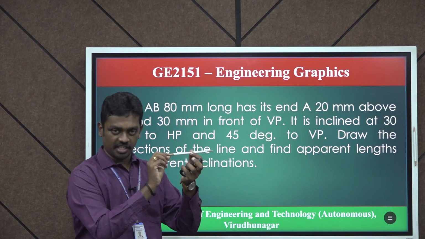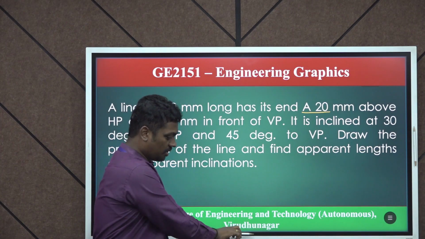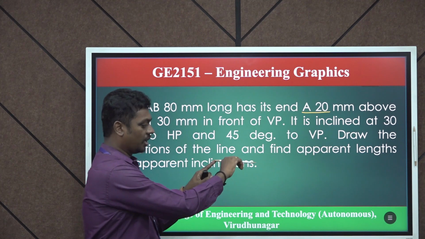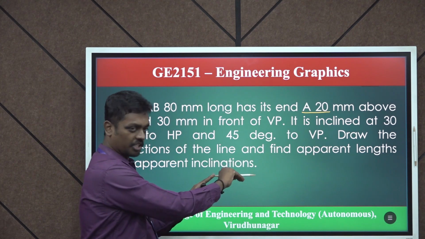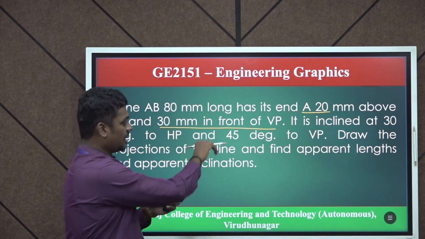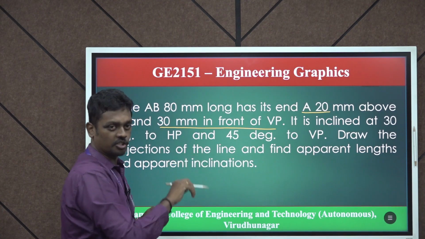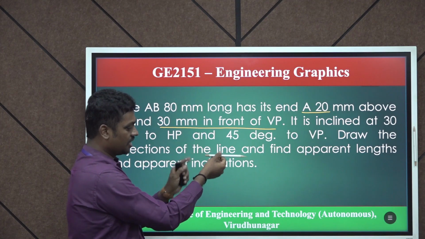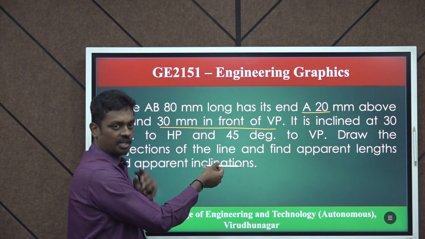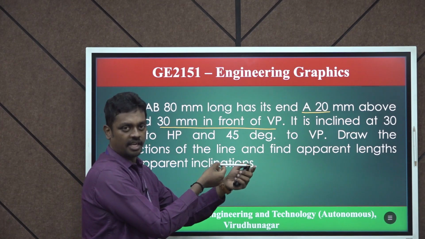Point A is given as 20 mm above HP. So assume there is a horizontal plane here, and this point A is 20 mm above HP and 30 mm in front of VP. From the vertical plane it is 30 mm in front, and from the horizontal plane it is 20 mm above. So the first point A is 30 mm in front of the vertical plane and 20 mm above the horizontal plane. That is the information given. The information about point B they have not specified.